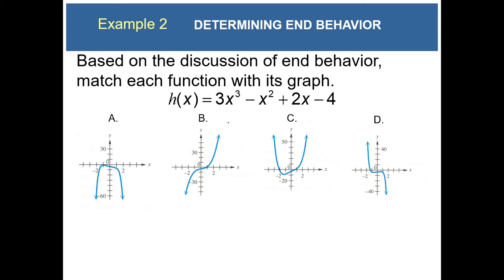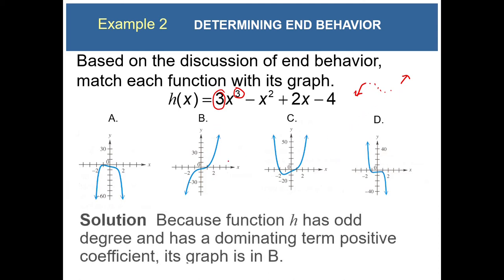In h of x equals 3x cubed minus x squared plus 2x minus 4, I want to figure out which graph it is. I look at the power, it's odd, and the number in the front is positive. So I know it's going to look something like this, where the tail on the left goes down, and the right side has a tail going up. So it must be graph B. Because function h has odd degree and has a dominating term that's positive, its graph must be graph B.